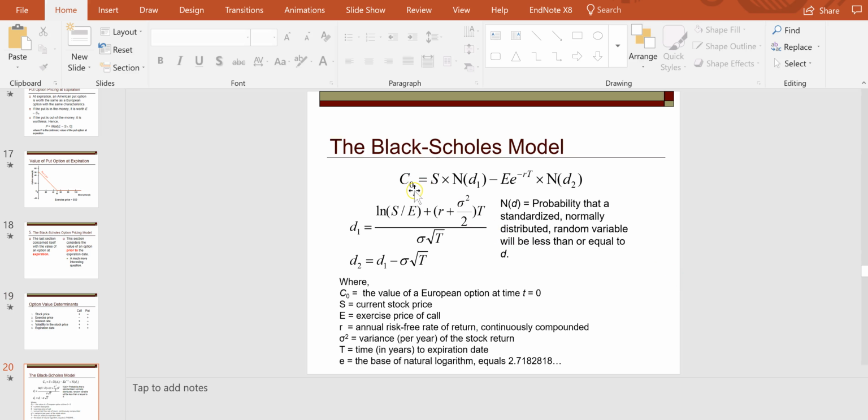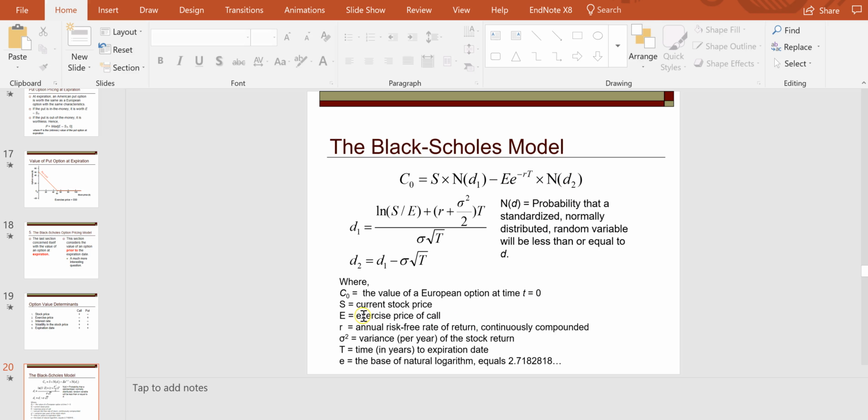So the formula looks like this. The option price equals this chunk S times N(D1). N here is the cumulative distribution function. That's the probability that a standardized normally distributed random variable will be less than D1. So that's the probability on the left of D1, if you draw the standard normal distribution, minus that.